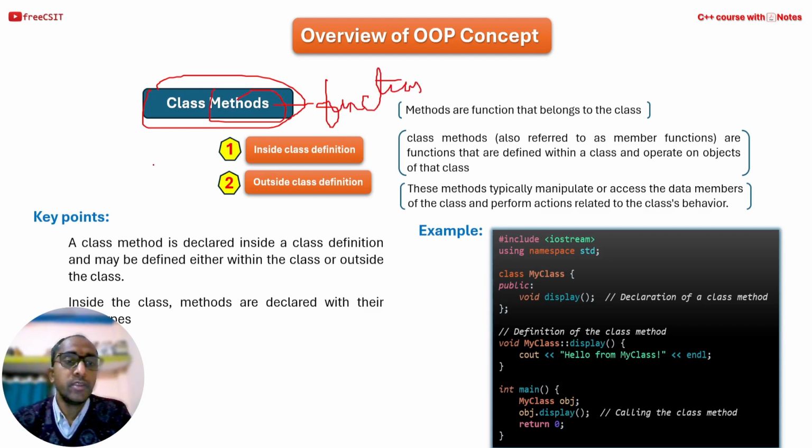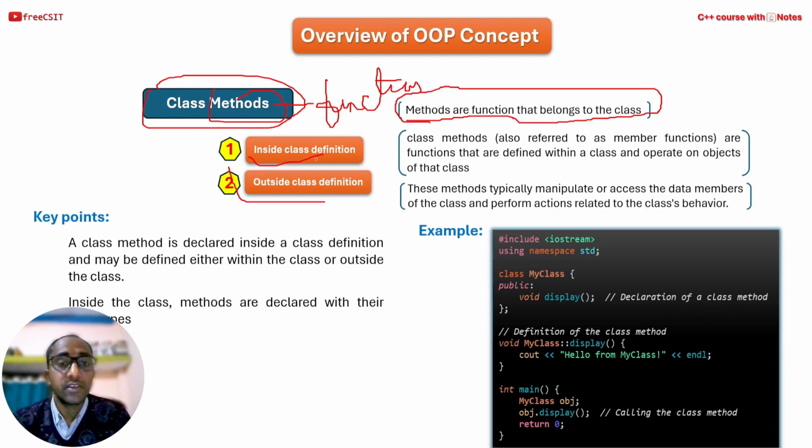Functions can be defined in two ways: inside the class definition and outside the class definition, as you can see here. Some key points: methods are functions that belong to the class. Class methods are also referred to as member functions. Member functions are functions that are defined within a class and operate on objects of that class. These methods typically manipulate or access the data members of the class and perform actions related to the class behavior.